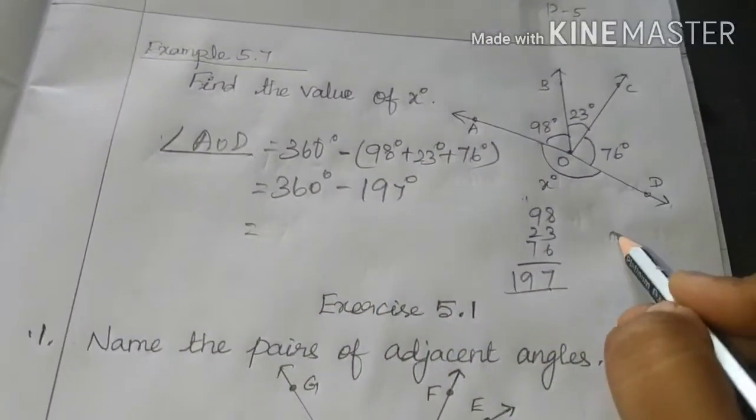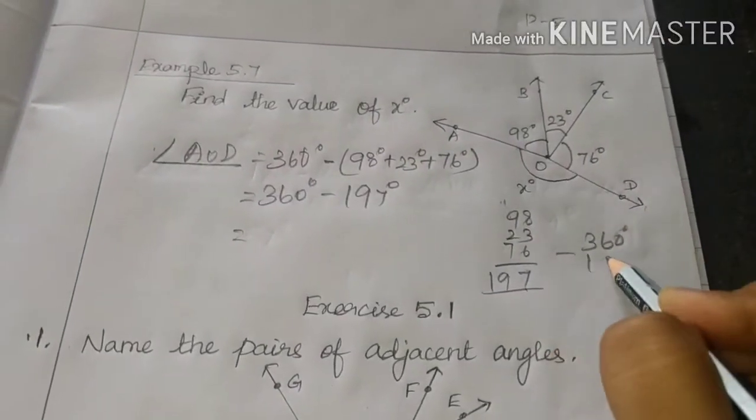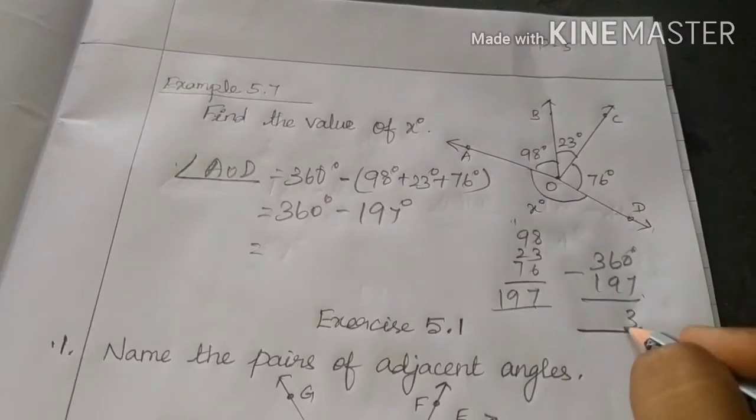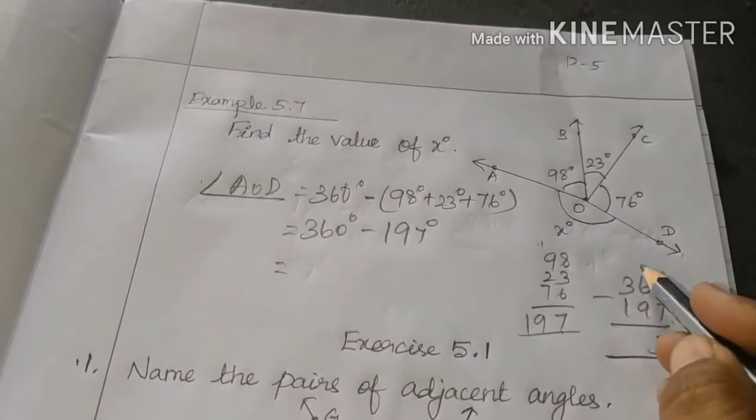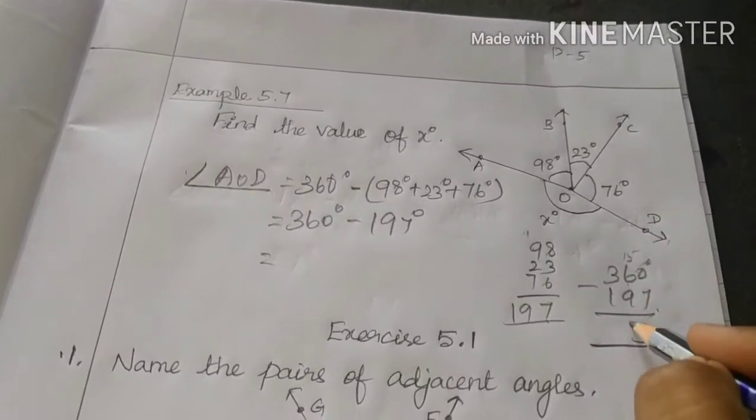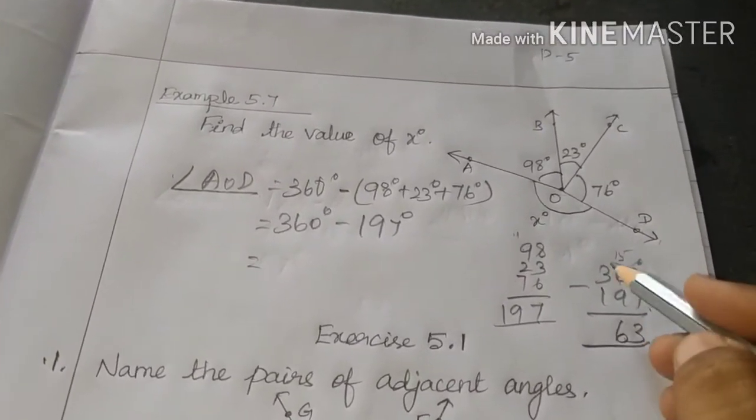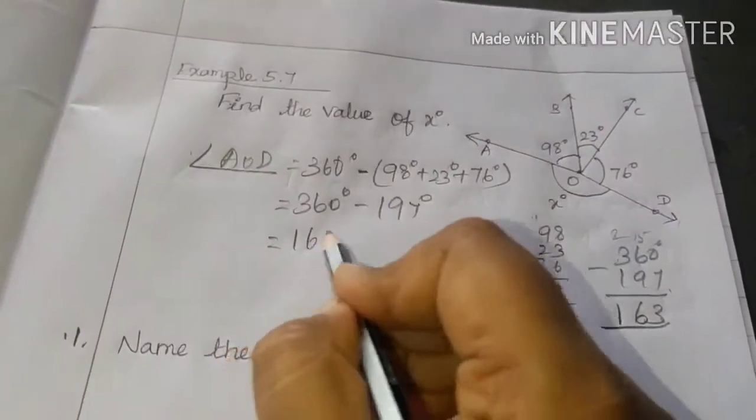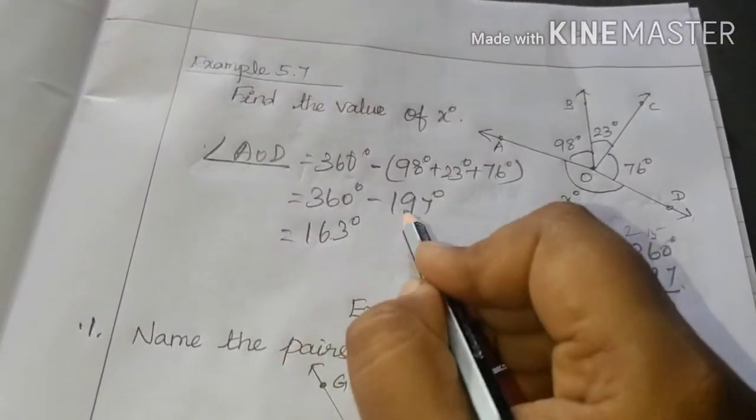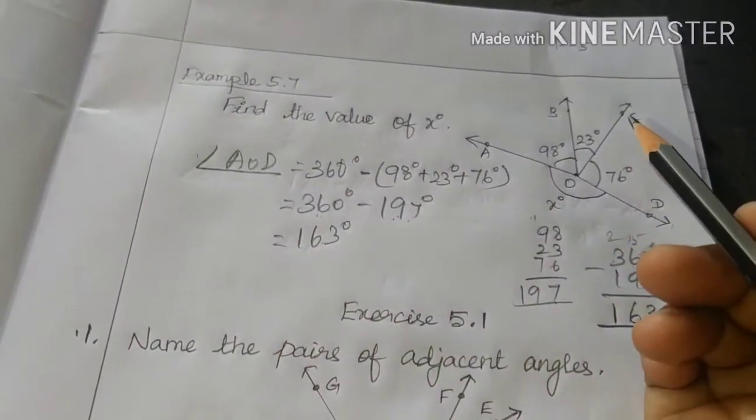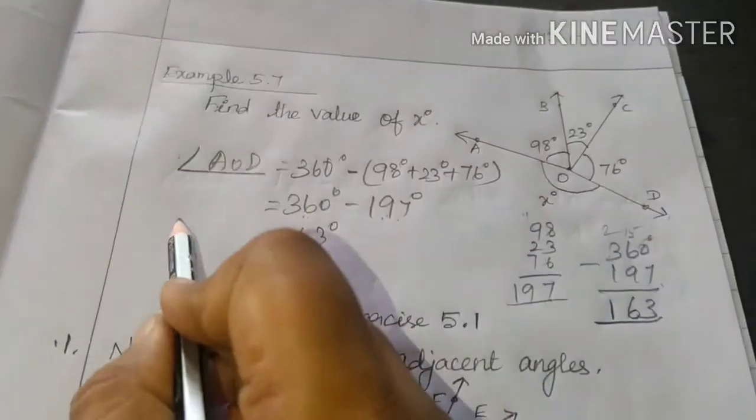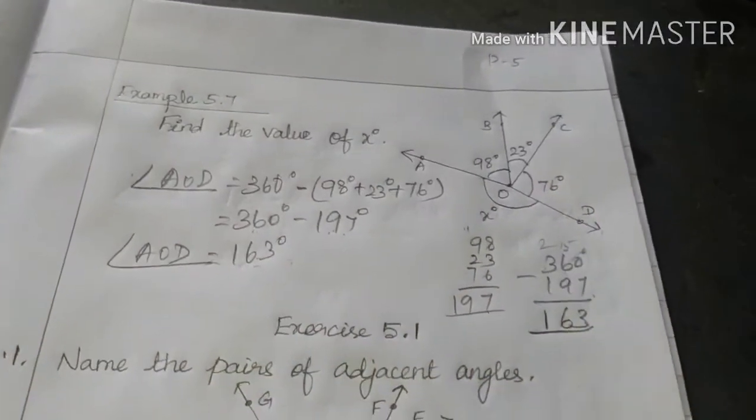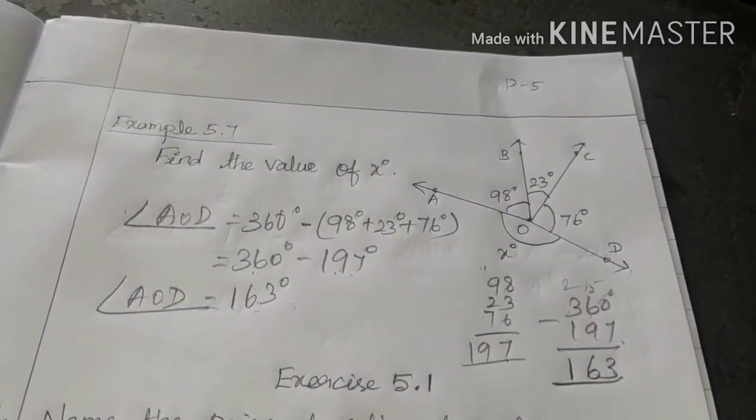So 360 minus 197, what will we get? 10 minus 7 is 3. So here we will have 15. 15 minus 9 is 6. Are you clear, children? Now here we have 2, so 2 minus 1 is 1. So 163 degree. If I add these 2 angles I will get 360 degree. Now the answer for AOD, that is x, is 163 degree. Have you clear, children? Very much simple.